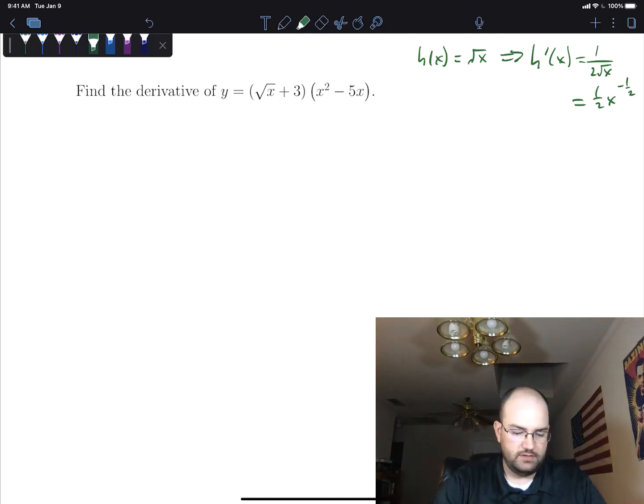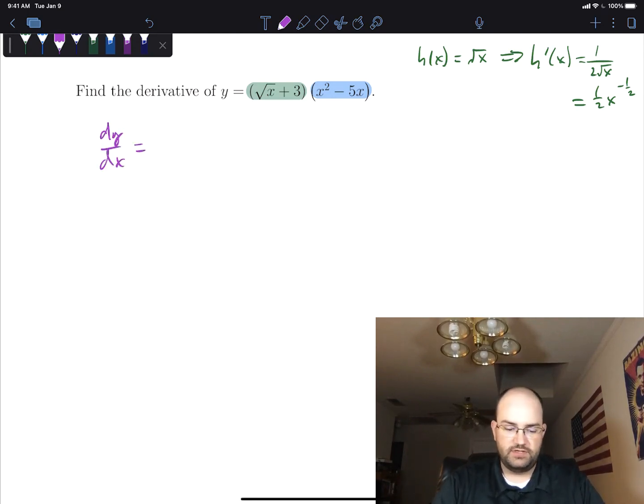Anyway, our first is square root of x plus 3, and our second is x squared minus 5x. I'm going to use the product rule to find this derivative. So I'm going to find dy dx this way. It's going to be just rewriting the first, which is square root of x plus 3, times the derivative of the second one. Derivative of x squared is 2x, and derivative of negative 5x is negative 5.